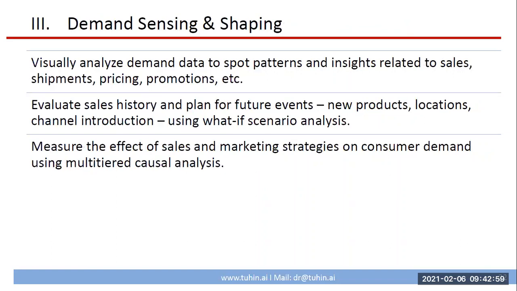So yeah, demand sensing and shaping: visually analyze demand data, spot patterns, new products, locations, what particular channel should be attached or tagged to what particular store, at what particular locality, for what particular product, and within the product, what particular pack size. These are all your variables. And that's exactly what I mentioned in the what if scenario analysis. If you use A and B, then what is the effect on C and D? This kind of continuous what if scenario analysis you have to do to come out with the best way.